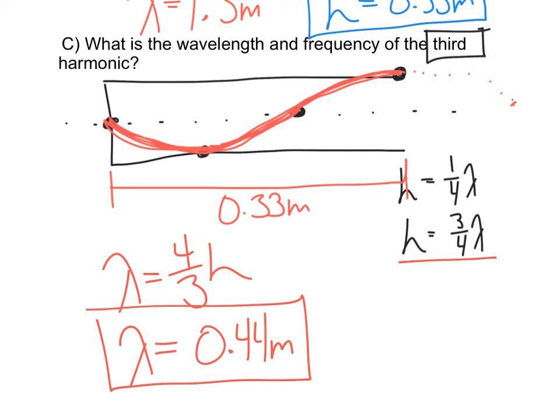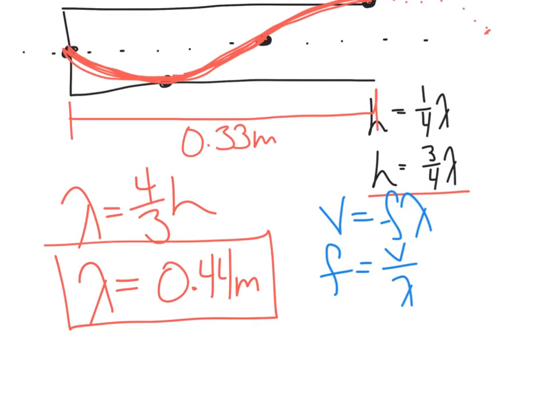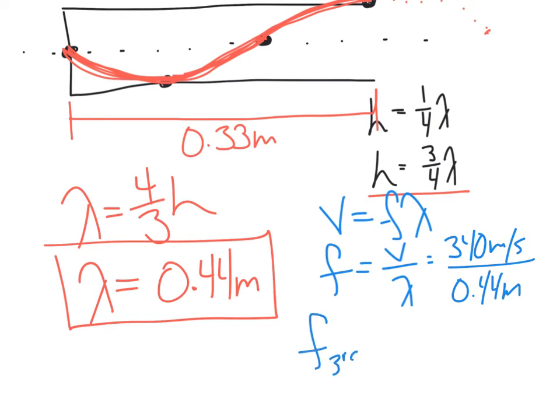The next step, finding frequency. Well, I can use my v equals frequency times wavelength equation if I like. So in this case, my frequency is the wave speed divided by the wavelength. I've just calculated the wavelength, and I can take 340 meters per second, all divided by my wavelength, 0.44 meters, and I'll find that my frequency for that third harmonic, to go along with my wavelength of the third harmonic, should be roughly 770 hertz.